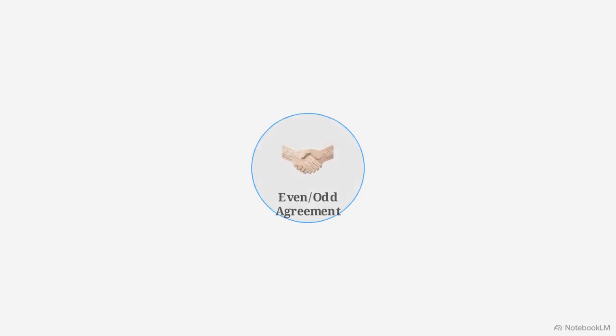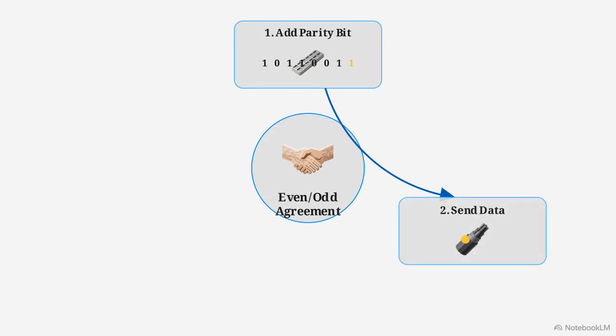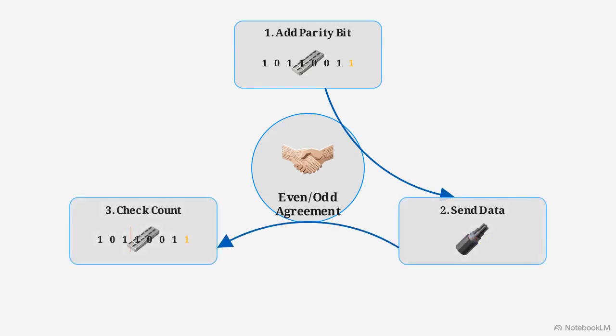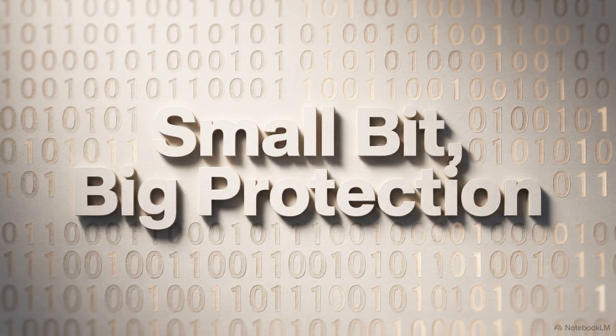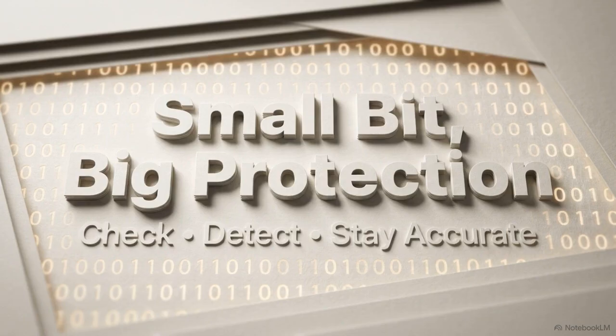So the process boils down to a clear 3-step cycle. The sender adds a parity bit based on the rule, the data is sent, and the receiver checks the final count. And that cycle only functions correctly if there is a digital handshake up front, confirming whether they are checking for an even total or an odd total. It won't fix broken data on its own. But by immediately flagging errors the moment they arrive, that single extra bit serves as a vital first line of defense to keep network data accurate.